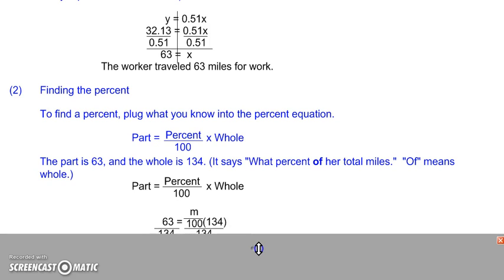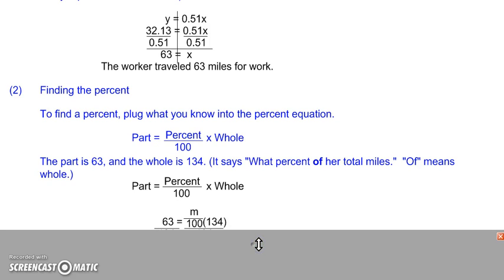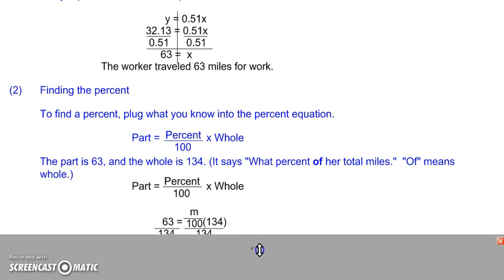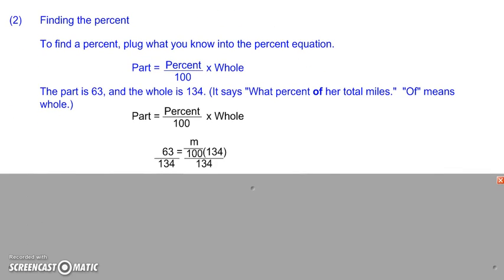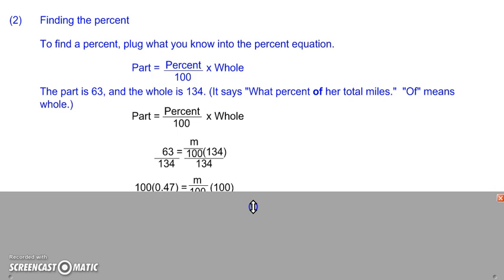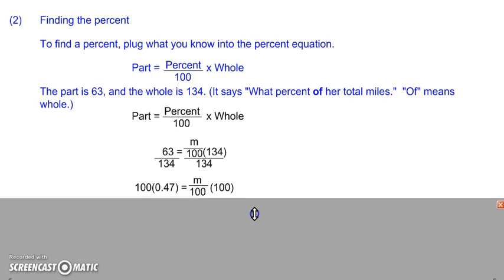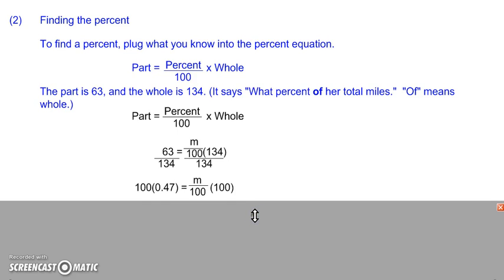So we replace the part with 63, we replace the whole with 134, and we end up with 63 equals m over 100 times 134. First step to solving this, we want to get rid of 134. Since right now it's being multiplied, we undo that by dividing both sides by 134. That cancels out 134 on the right side, and we end up with 0.47 on the left side. So we have 0.47 equals m over 100.